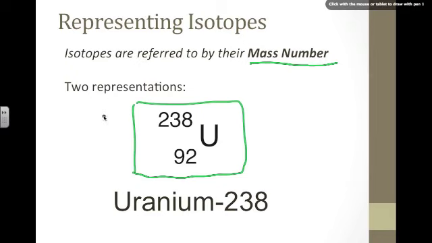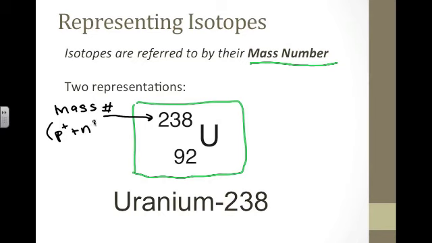On the top, this 238 is the mass number for this isotope. So we could say that that's the protons plus the neutrons, right? That's what the mass number is. On the bottom, we have the regular atomic number, which is the number of protons. So when I look at these 2 pieces of information, not only do I know the number of protons, but I can use the protons and the mass number to figure out how many neutrons this particular isotope would have.